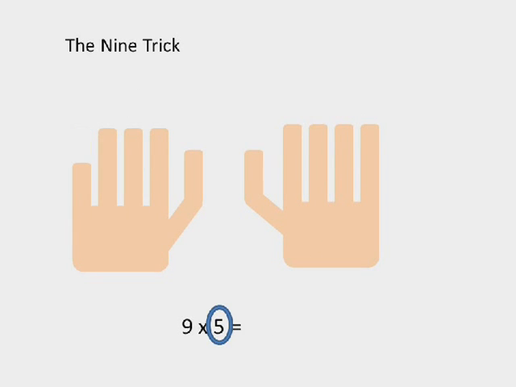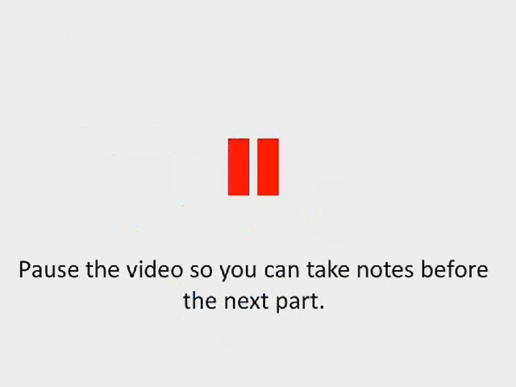One last one to make sure you guys understand it. If it doesn't make sense, I'll try to re-explain it to you guys tomorrow in class. But 9 times 5. 1, 2, 3, 4, and 5. You put your 5th finger down. So we're going to count 1, 2, 3, 4. So the first number in our answer is going to be 4. 1, 2, 3, 4, 5. The second number in our answer is going to be 5.